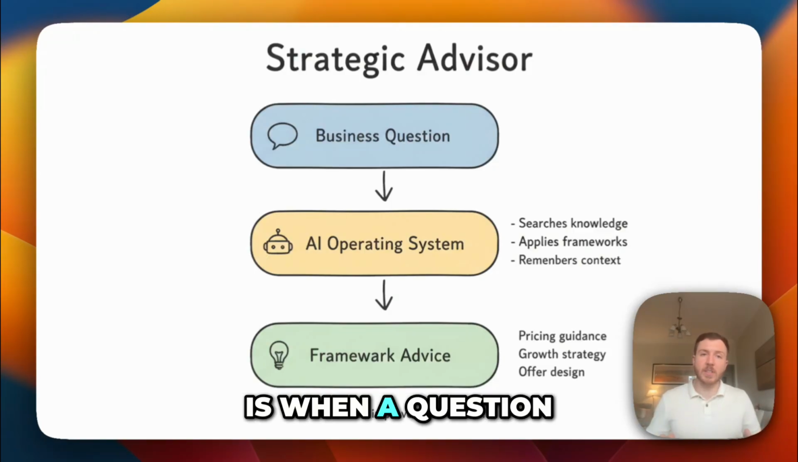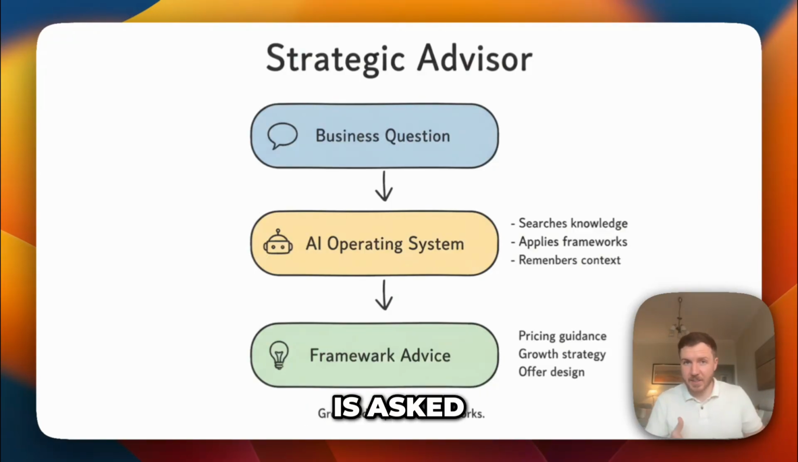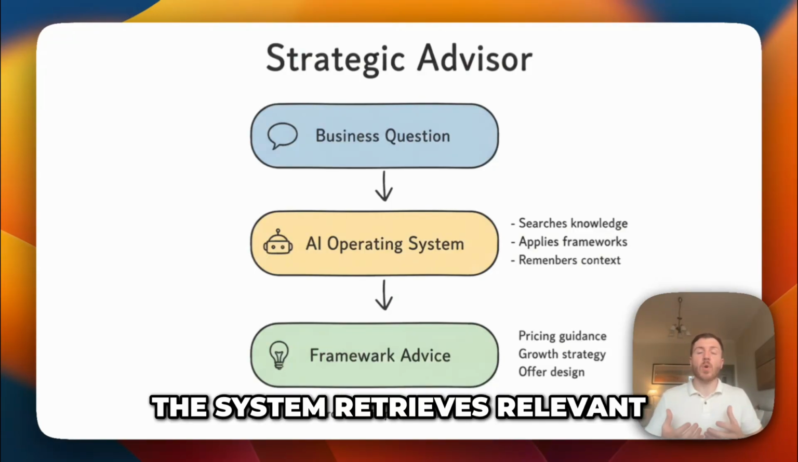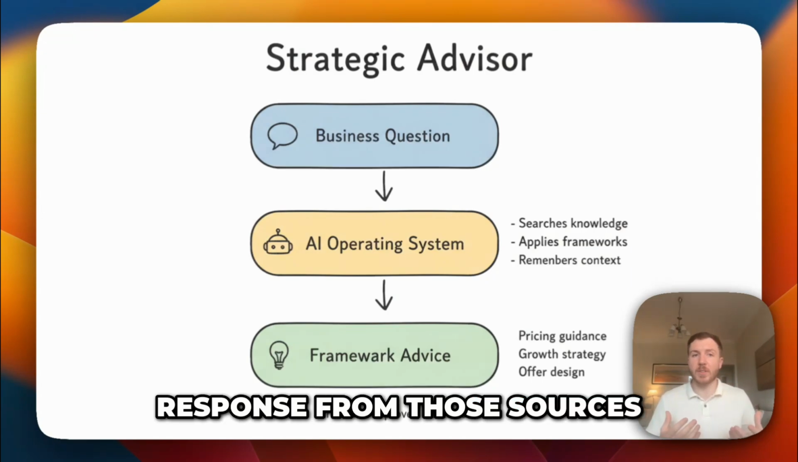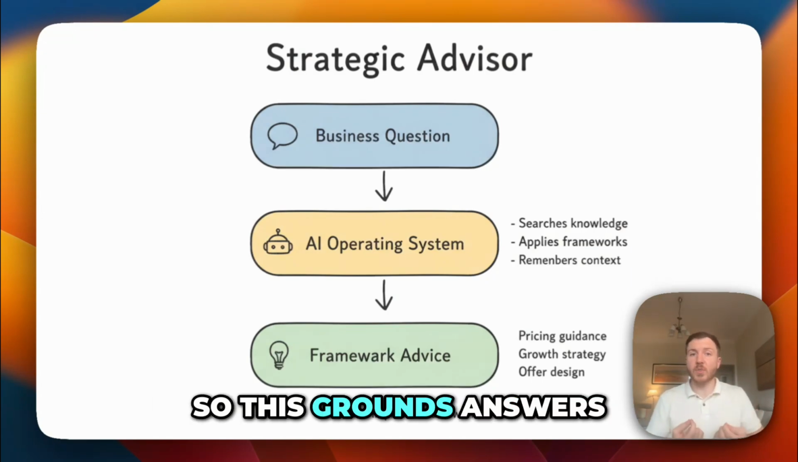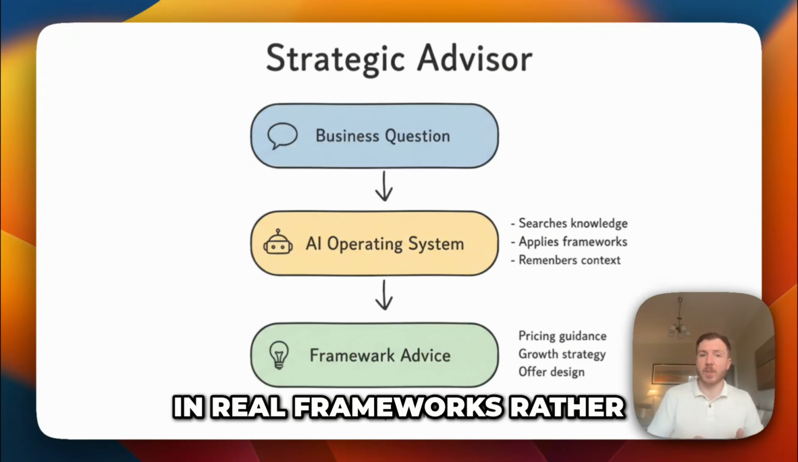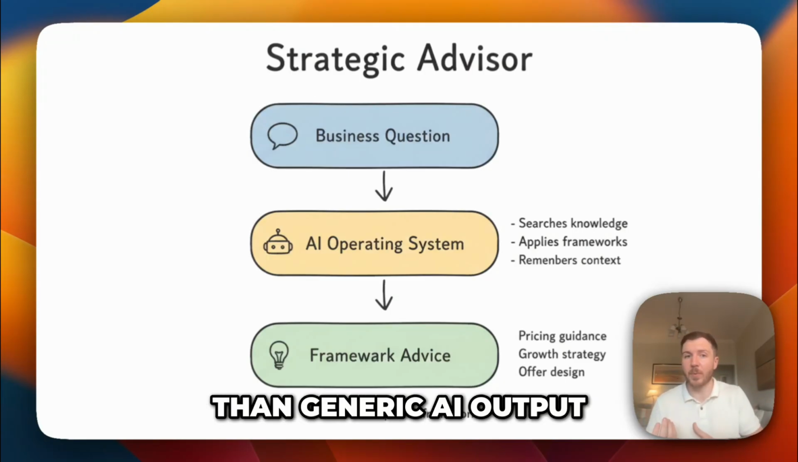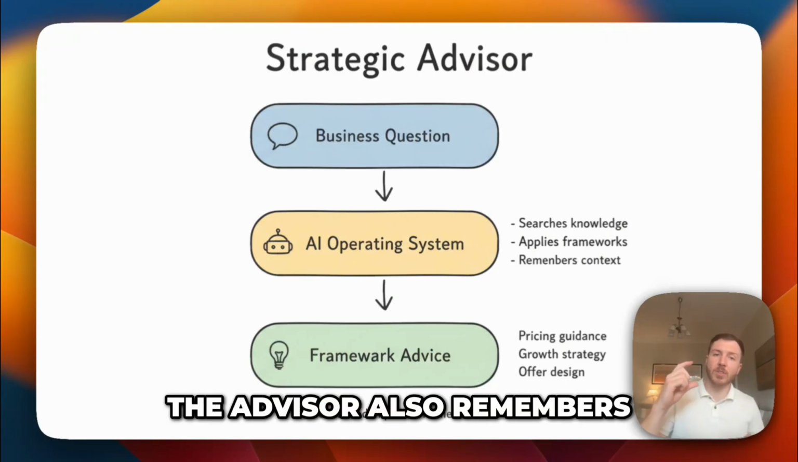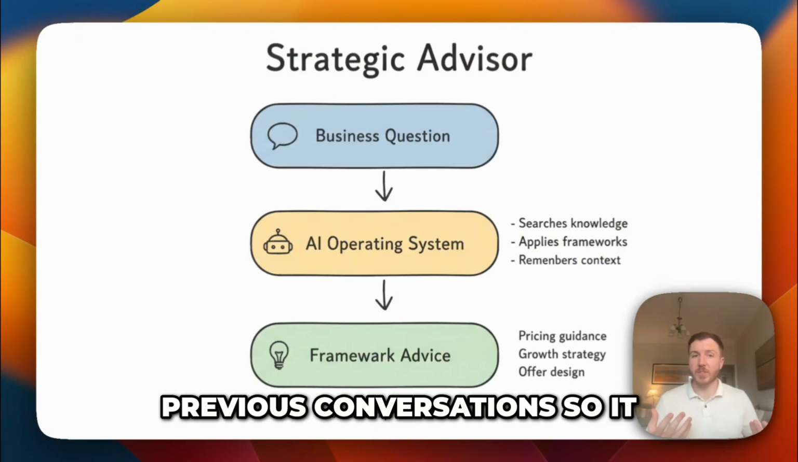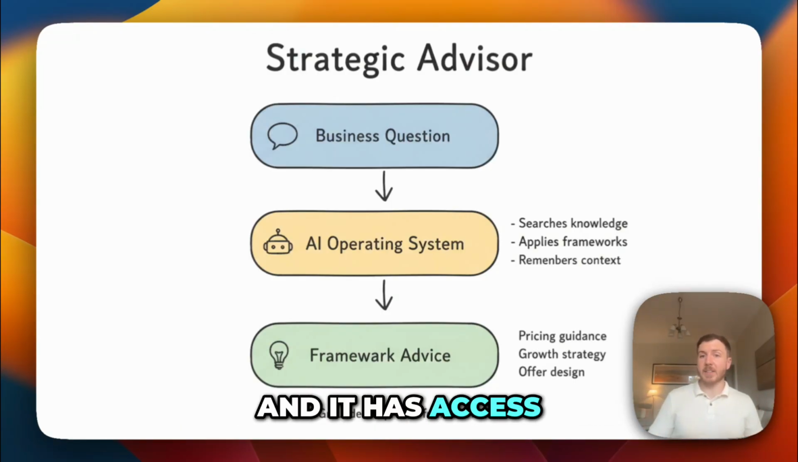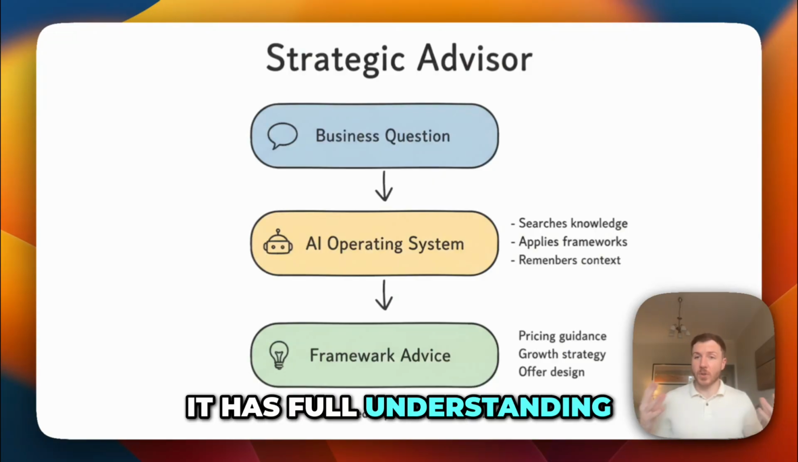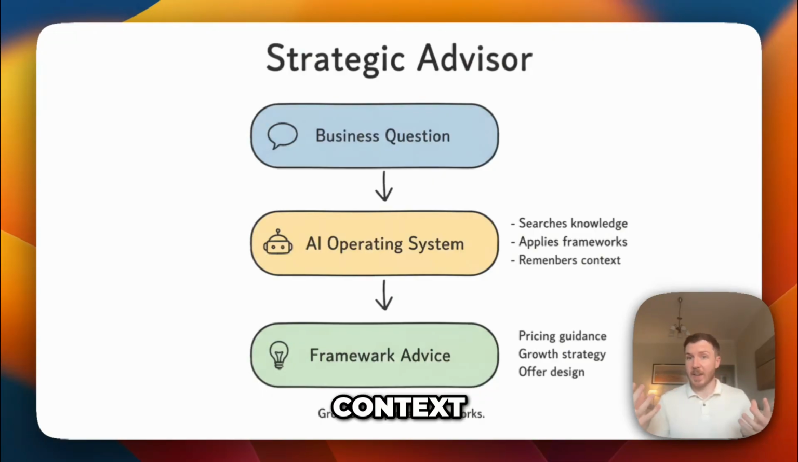And how it works is when a question is asked, the system retrieves relevant sections from its knowledge base and builds a response from those sources. So this grounds answers in real frameworks rather than generic AI output. In terms of the memory of this, the advisor also remembers previous conversations, so it can build context over time. And it has access to our data, so it has full understanding of our business, context, and data.